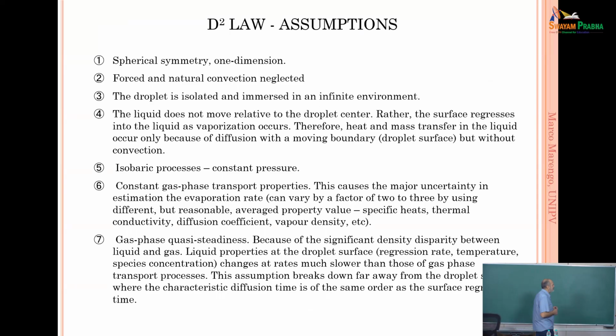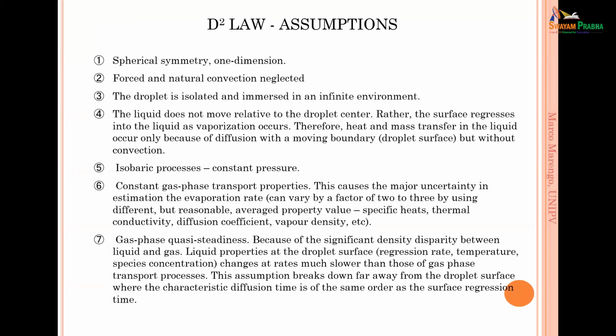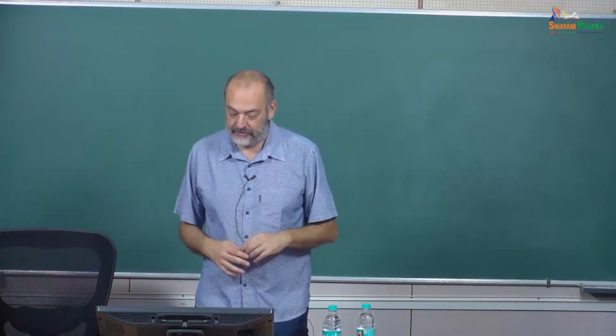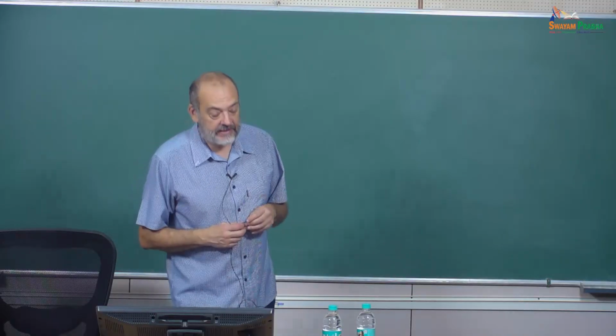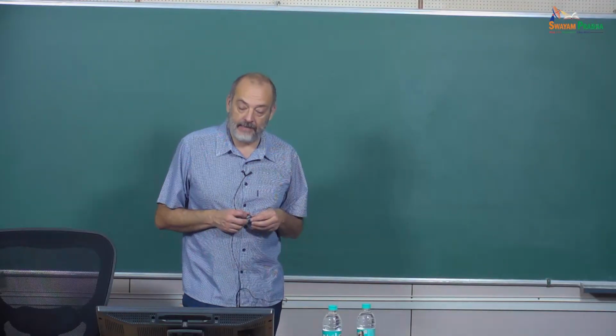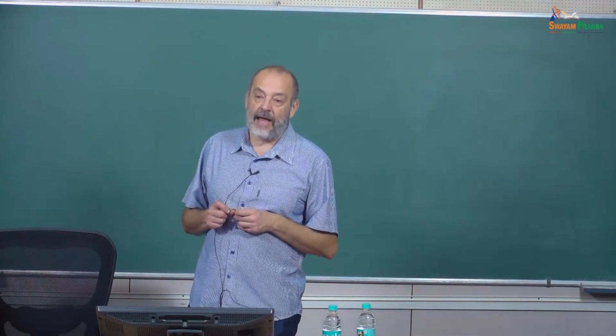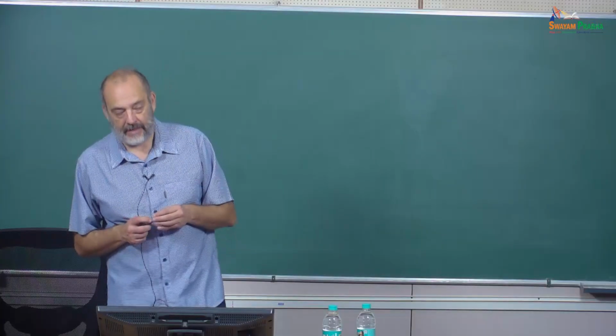So, one assumption is that we have spherical symmetry, so one dimension, and the convection is not considered. This is really very important, because if we have natural convection or forced convection, this time is changing. The droplet is isolated, immersed in an infinite environment. The liquid doesn't move relative to the droplet center. We have a kind of movement in this way, but there is nothing internal, so we don't have any deviation. The process is isobaric, constant pressure. The gas transport properties are the same, so gamma has the same value all over.